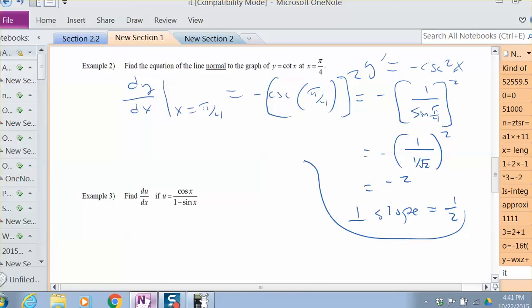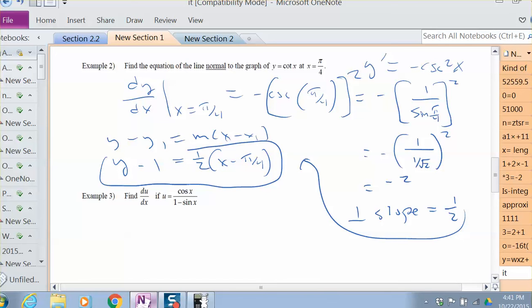So coming back this way, y minus y1 equals m times x minus x1. You remember doing normal, so we need the perpendicular slope. x minus pi over 4. Cotangent of pi over 4, if you remember, is just going to be 1. And there's your equation of your normal line.